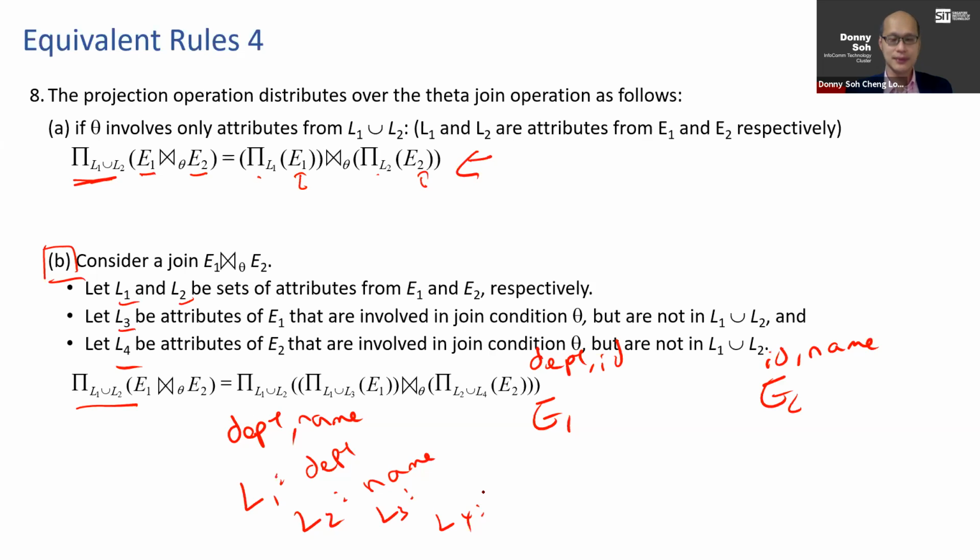L3, what about L3? L3 is involved in the join condition, but they are not in L1, L2. So the only attribute left is ID. And L4 is also in the join condition, but it is not in L1, L2. So L4 is also ID. So this scenario allows you to push in your projection into my individual tables before they are being joined.